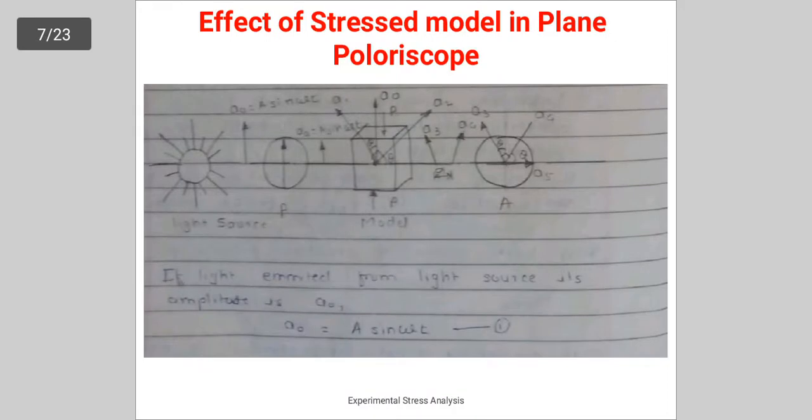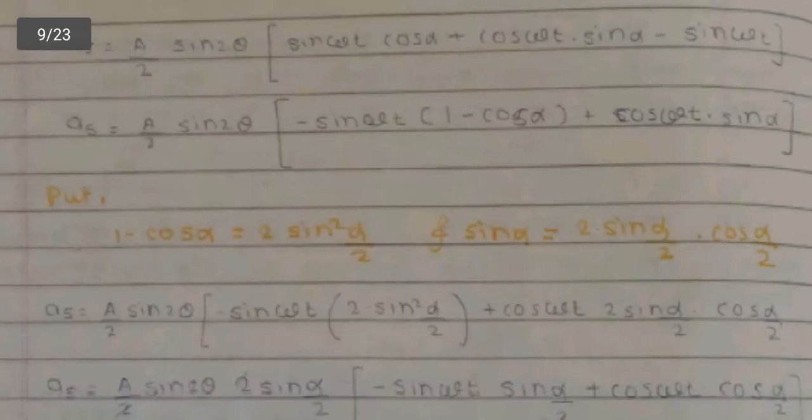To calculate that particular A1 value, I have to resolve that A1 vector towards A0, because this light vector A1 makes an angle theta with A0. At the same time, this A2 light vector also makes the angle theta with the horizontal axis. So initially I have to calculate the value of A1.